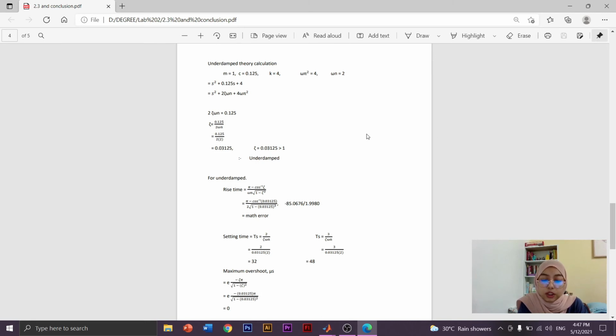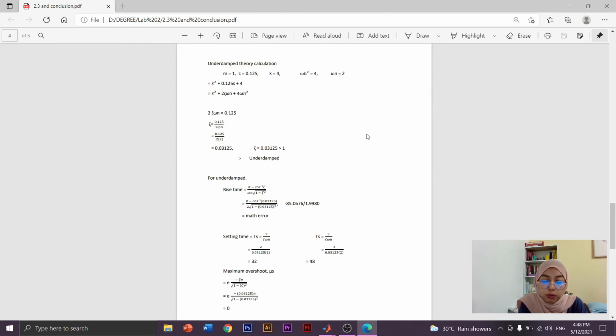So firstly, we do the calculation to know the characteristics for damped, overdamped, critically damped, and underdamped. As we know, if the value of zeta is more than 1, it's overdamped. If the value is equal to 1, it is critically damped, and if the value is lower than 1, it is called underdamped. We also learned that there are two basic categories of control system, known as open loop system and closed loop system.